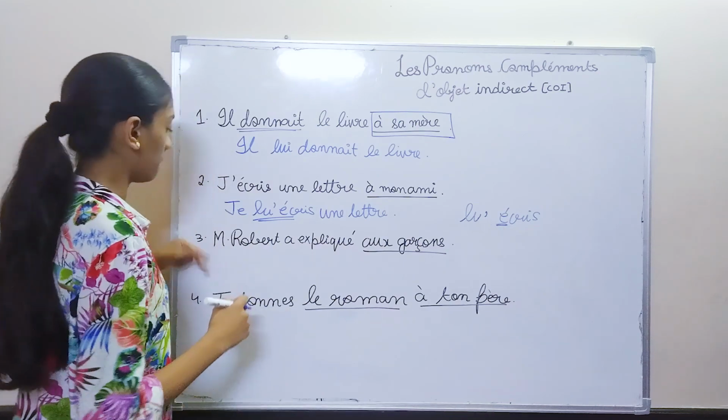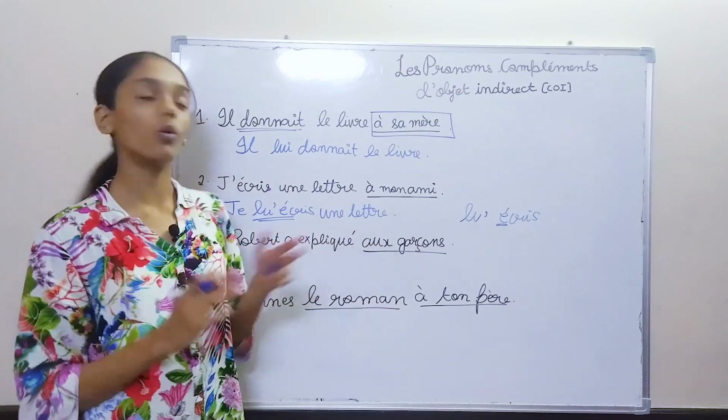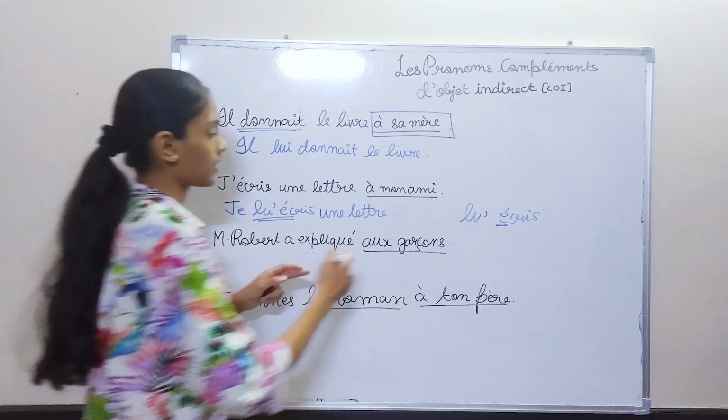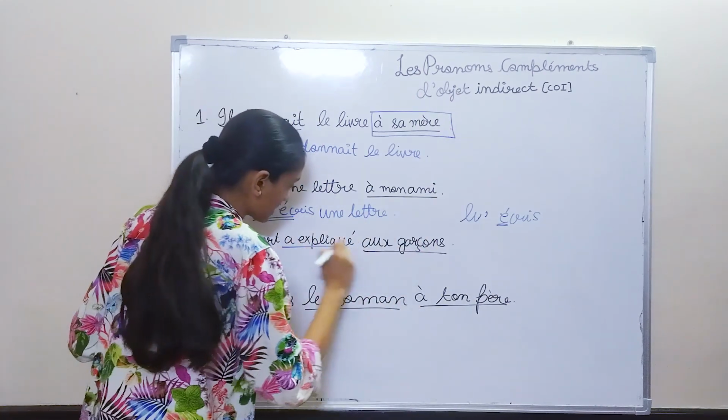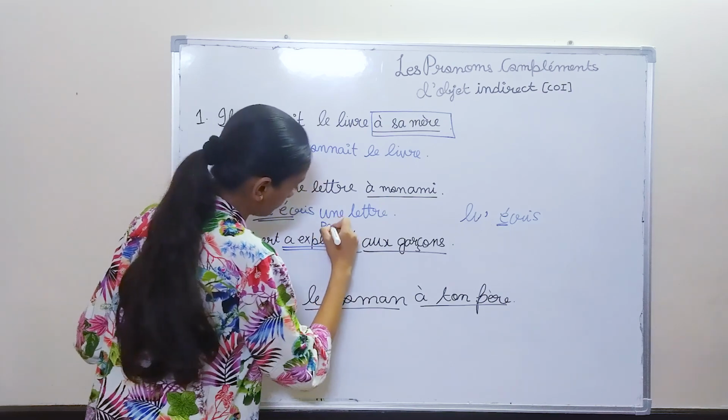Then next one: Monsieur Robert a expliqué aux garçons. So, aux garçons, it is plural. And if you notice, this is passé composé.